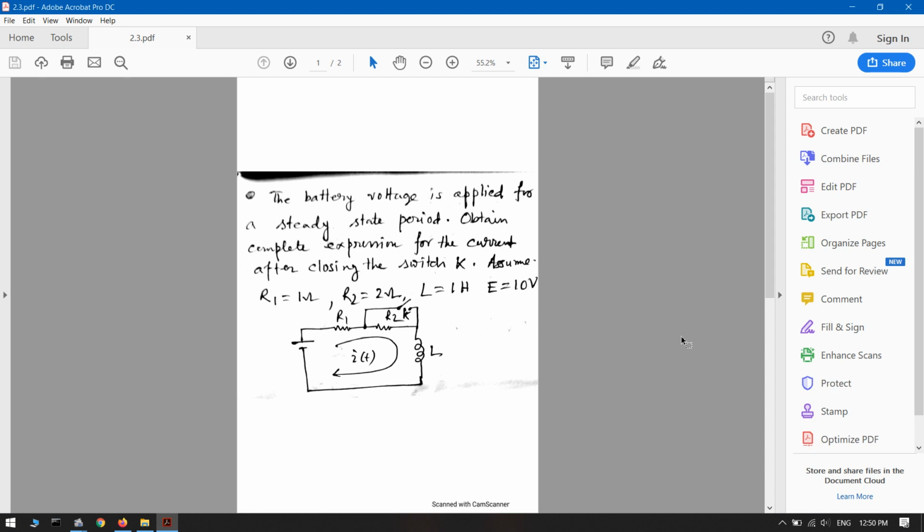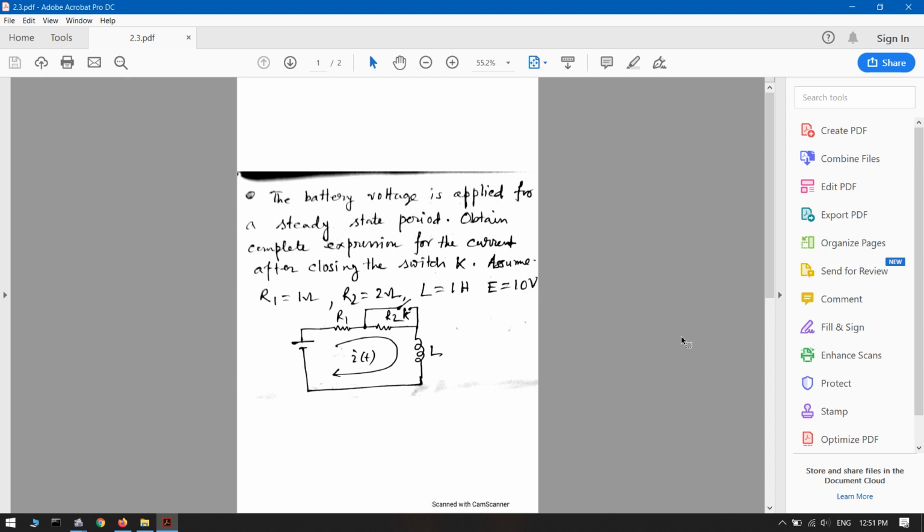So in this case, before closing the switch, some current was also flowing through the circuit. What is that value? The value is 10 by 2 plus 1, so that is 10 by 3, that is 3.33. So I of 0, the initial current, we are able to calculate from this problem. I naught equals 3.33.